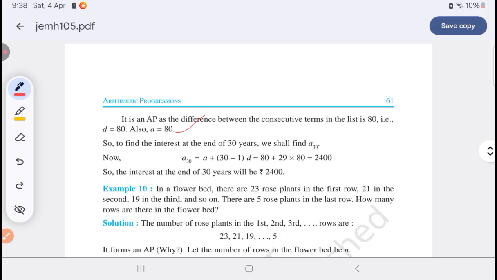So find the interest for 30 years. You can write a30 equal to a plus (n minus 1) into d. a is 80, n minus 1 means 30 minus 1, 29, into d, which is 80. So 2400. So the interest at the end of 30 years will be 2400.